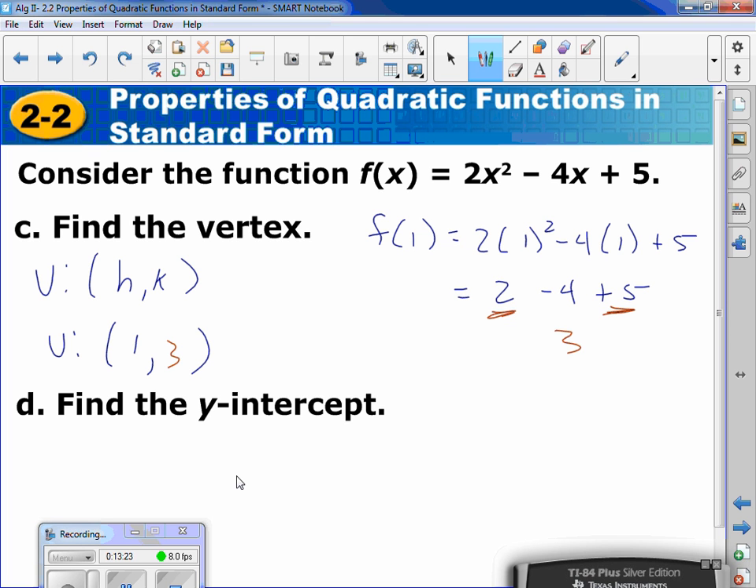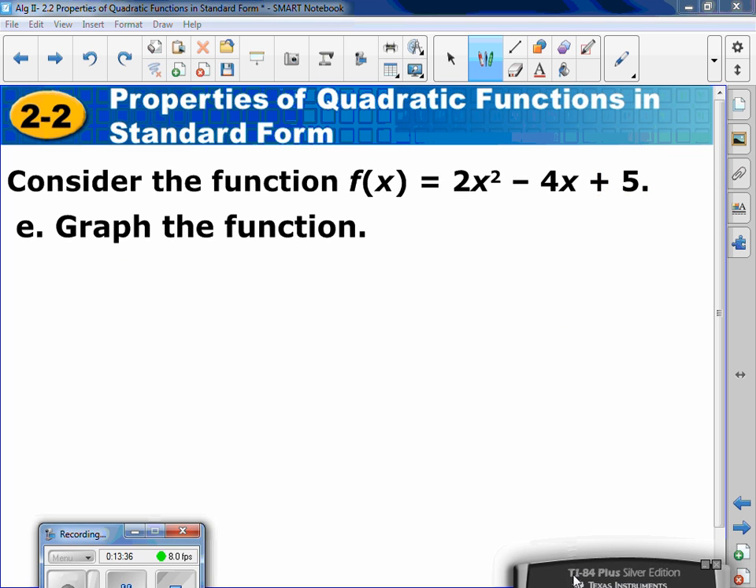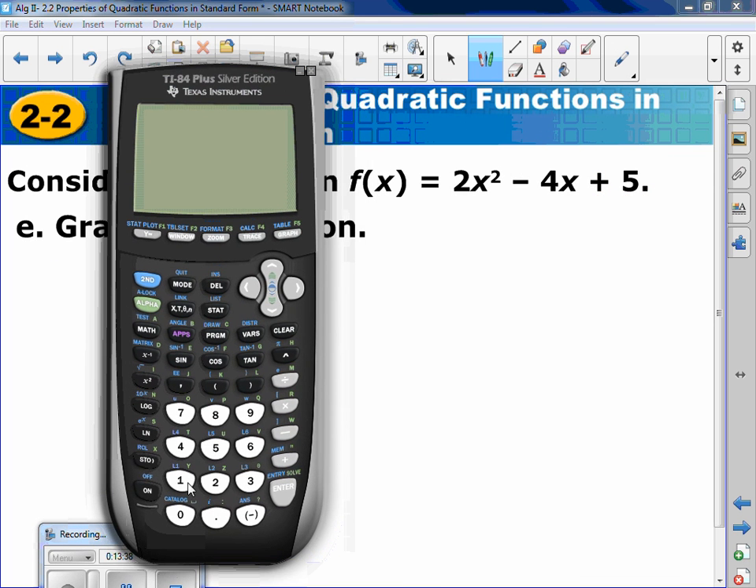1 squared is 1. 1 times 2 is 2. Wait, so why do you just have HK? What's the y-intercept? 5. Where'd you get that from? It's C. The number that's by itself is always the y-intercept. It's graphing it. I'll show you. 2x squared minus 4x plus 5.